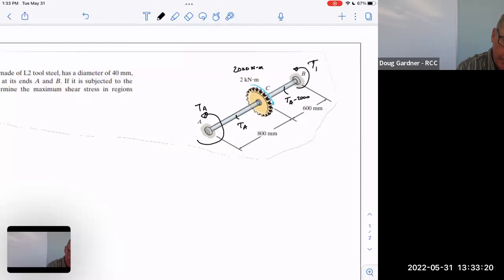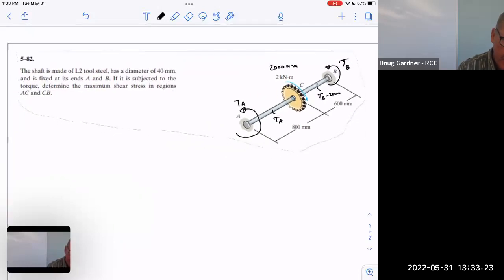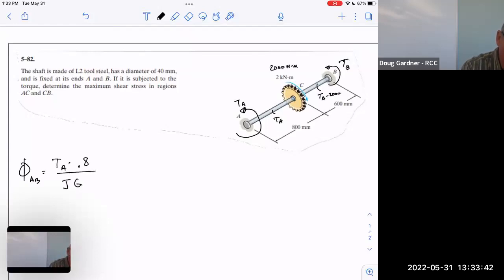So true to what we just said a second ago, then I can say, okay, cool, then what's the twist from A to B? Well, it'd be the torque of A times its distance, 800 millimeters. Again, I'm wondering, should I change it? I'm thinking, yeah, that's 0.8 meters. I think I'll call it 0.8. Can I get away with JG just being JG again? So there's the twist from A to C. Maybe I'll write that in here. This is the twist from A to C.